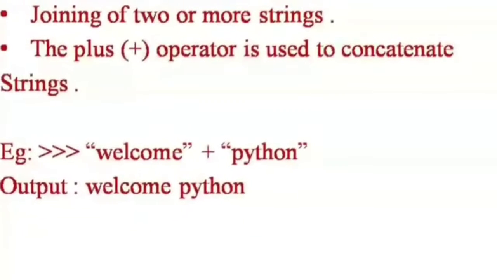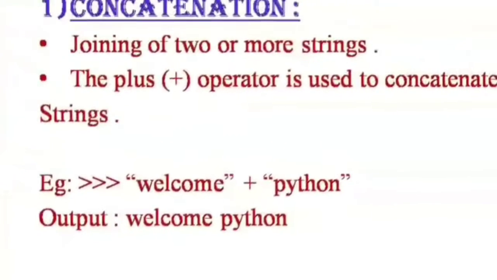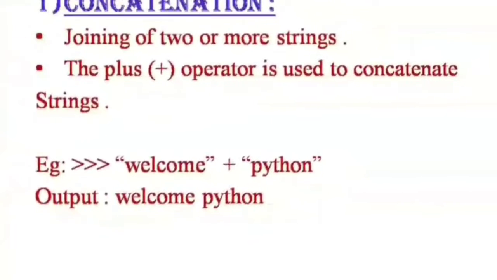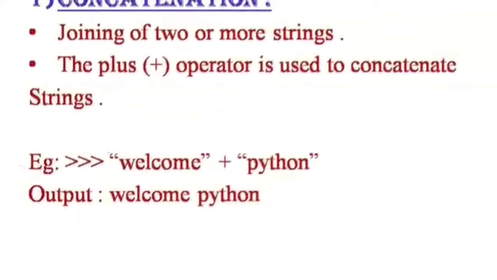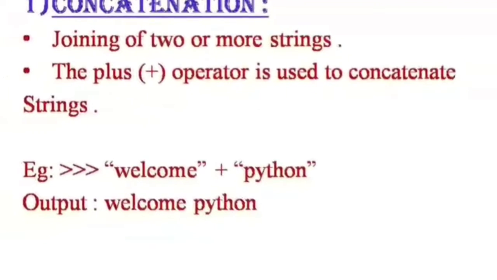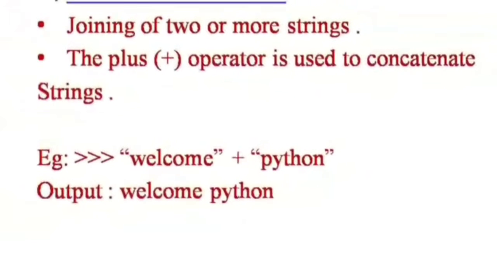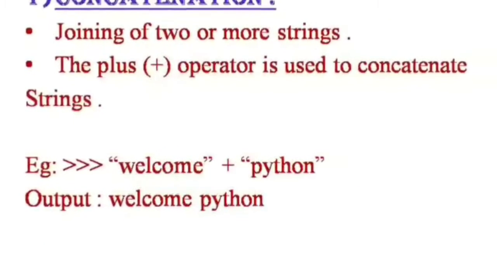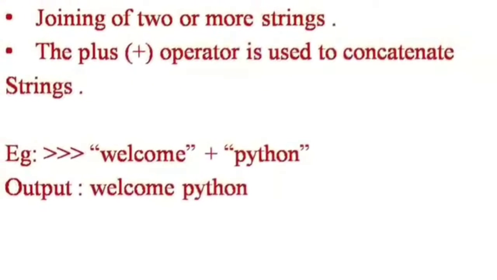First one is concatenation. Joining of two or more strings is called concatenation. The plus operator is used to concatenate strings. Let us see an example for concatenation. In this example, welcome plus Python is given. Using plus symbol, we can join two or more strings. So the output will be welcome Python.